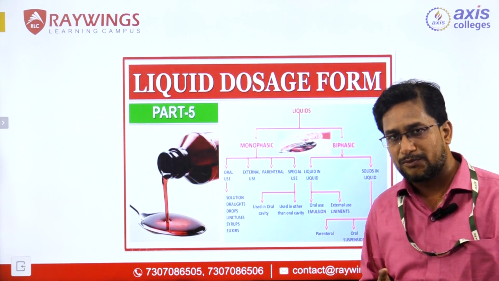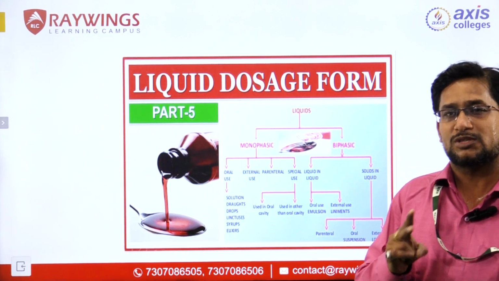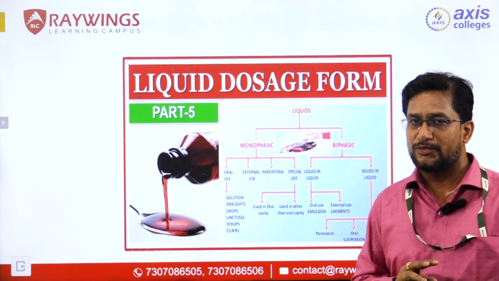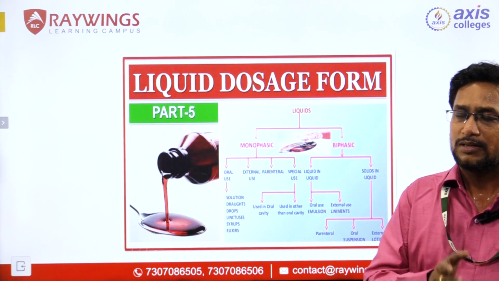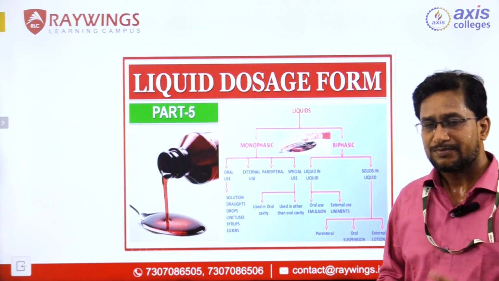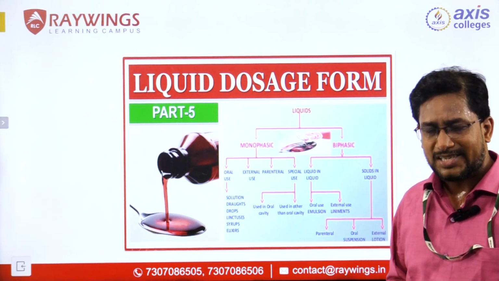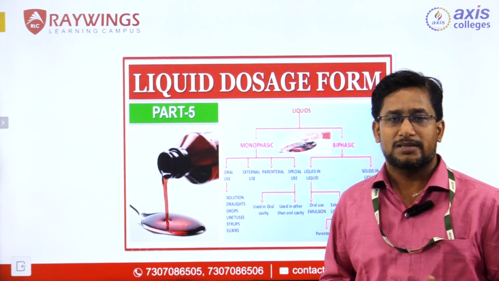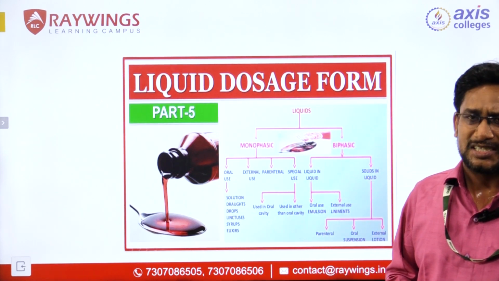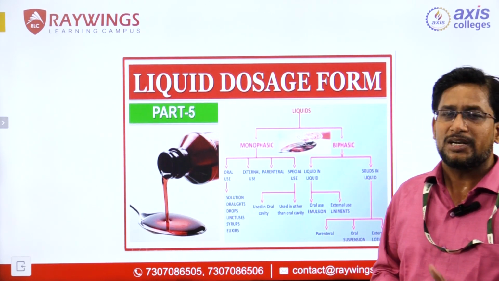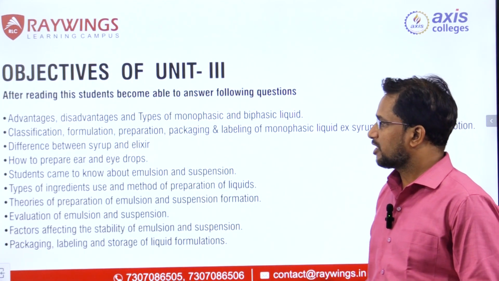Emulsion is a type of biphasic liquid dosage form in which two liquids are present and clearly visible, like oil in water and water in oil. Oil and water are not easily mixable, but in the presence of some other substance, an emulsifying agent, they make a stable dosage form. Let's come to the objectives of unit third of pharmaceutics first.